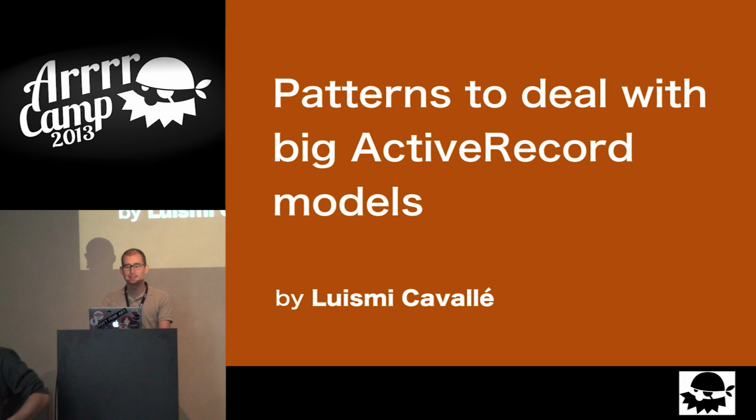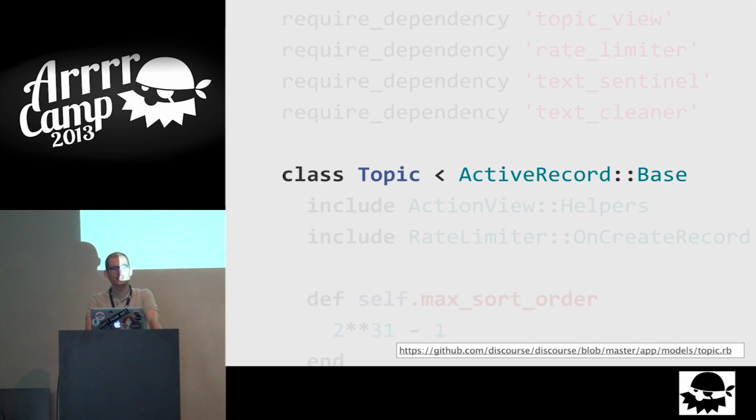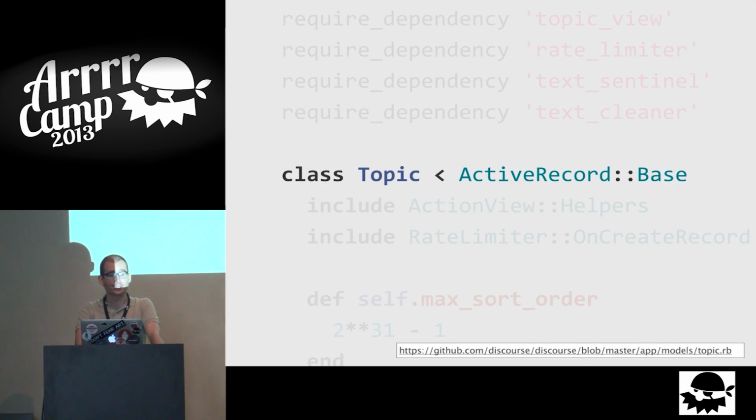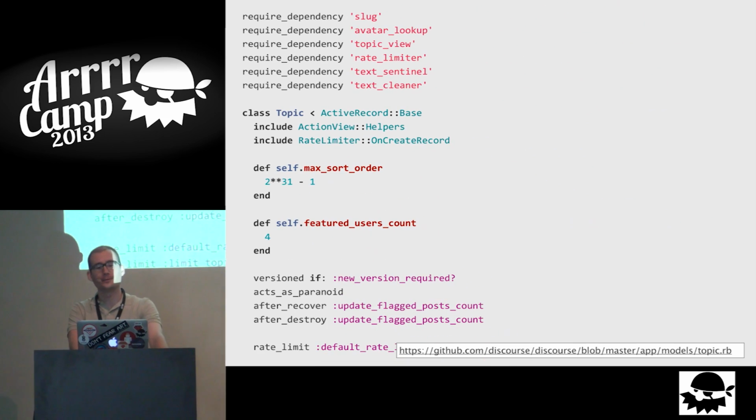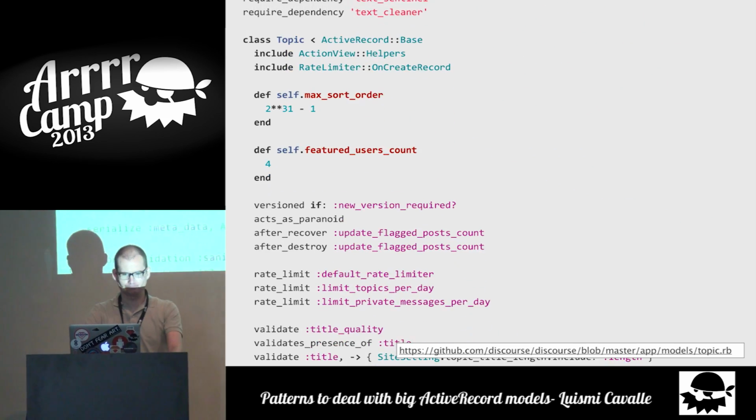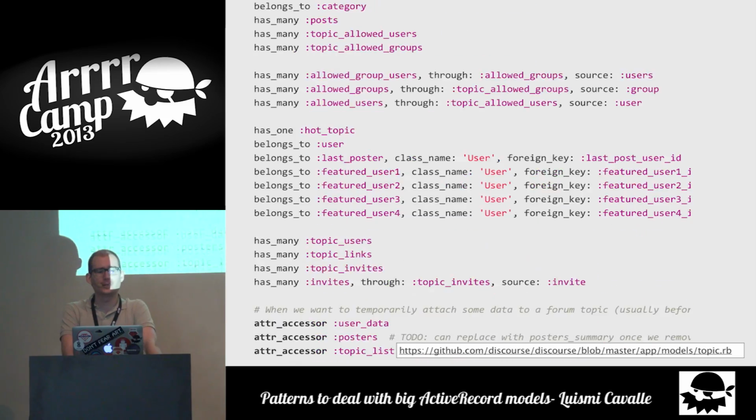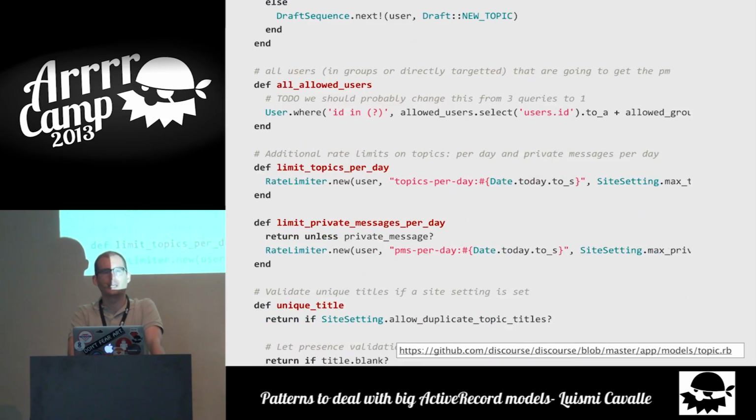Hi, everyone. Let me introduce a friend of mine. This ActiveRecord model called Topic. Topic, this is ArrrrCamp. ArrrrCamp, this is Topic. Topic is a friend of mine that happens to be big.